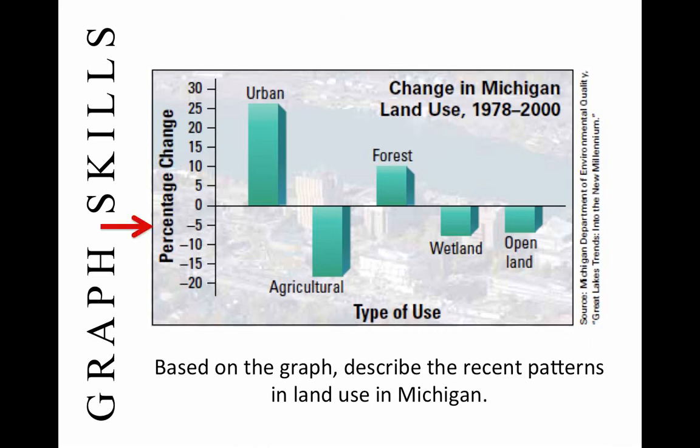So over time, how have people used the land in Michigan in different ways, comparing 1978 to later in 2000? On the left-hand side, you can see the percent change in land use. Here we have some positive and negative numbers. Positive numbers mean that more land is being used for this purpose. Negative numbers mean that less land is being used for this purpose. Again, we're comparing what things were like in 1978 with what things are like in 2000.